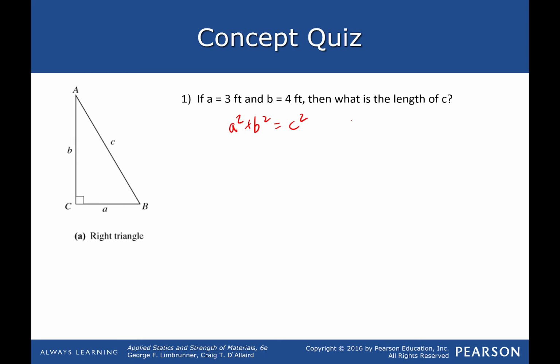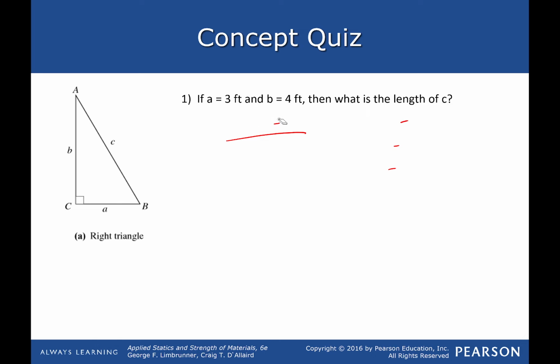And so then we have 9 plus 16 is equal to 25. Okay, so C squared equals 25. And then C would therefore be equal to the square root of 25, which is 5. Happy days, we got our answer. So you see how we solve this. We write down our equation, we plug in our numbers, and we solve from there.